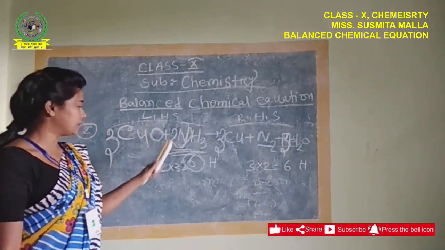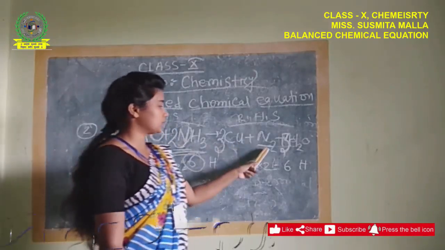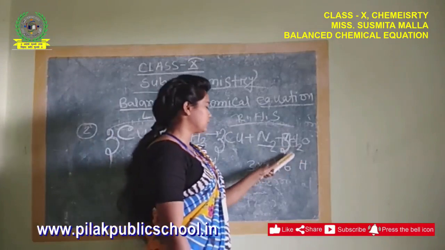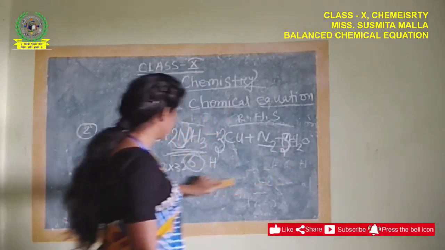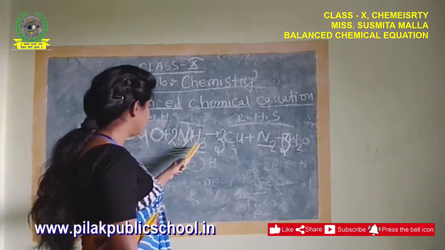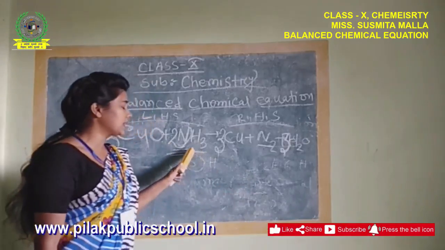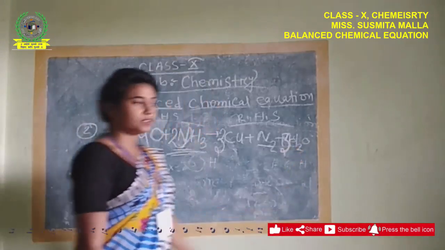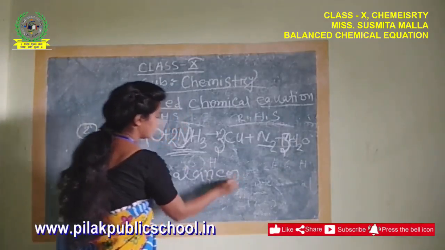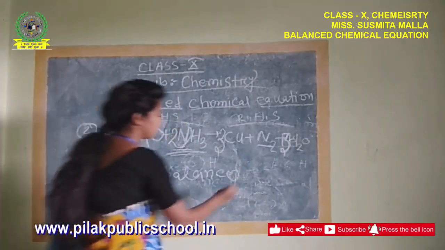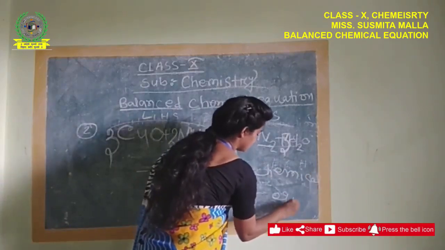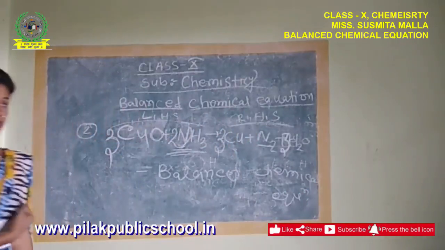Next, nitrogen, a non-metal element. There are 2 molecules of nitrogen on each side. Next oxygen: there are 3 molecules of oxygen on each side. Next we see hydrogen. There are 6 molecules of hydrogen and also 6 molecules of hydrogen. That means this is balanced. This is a balanced chemical equation.